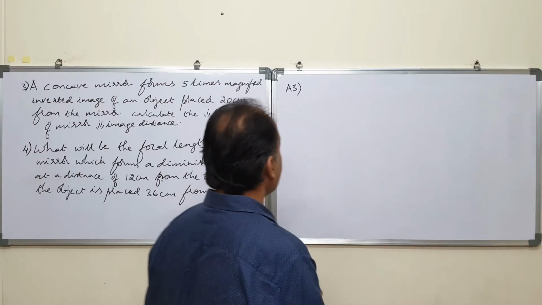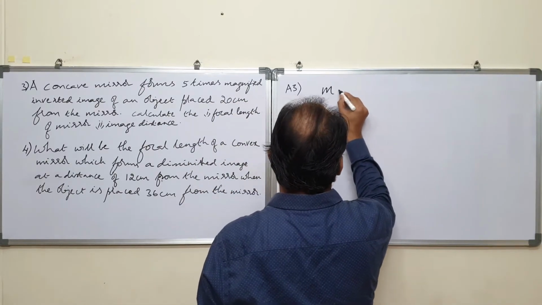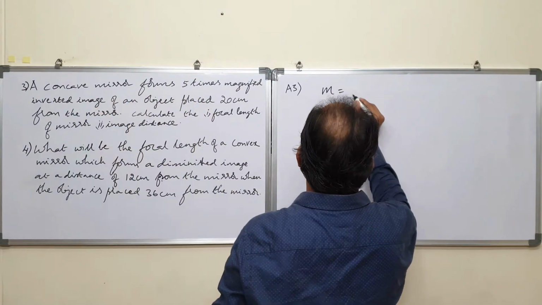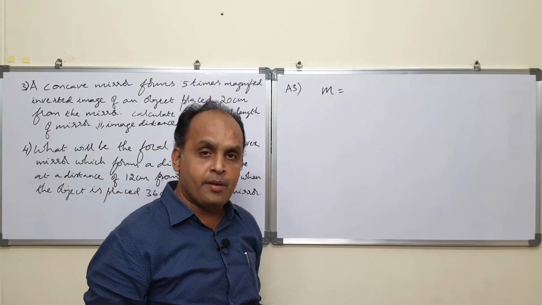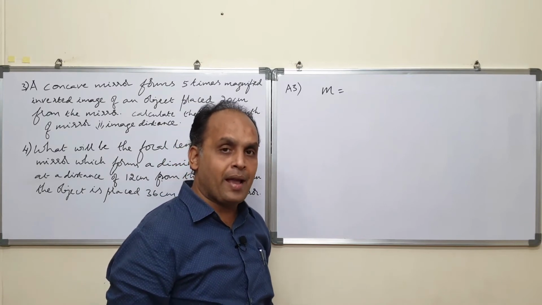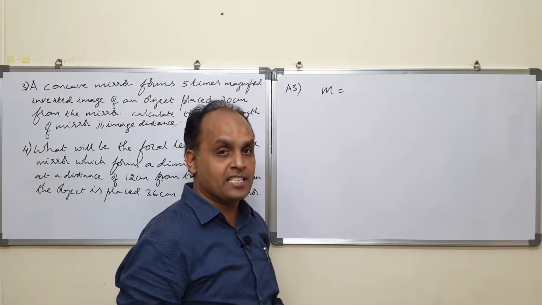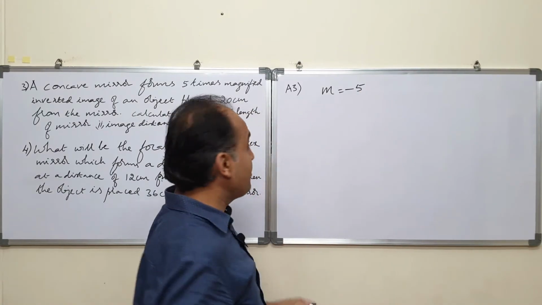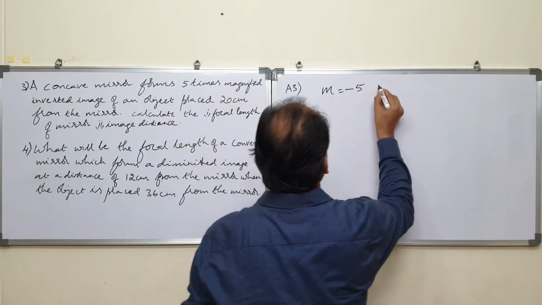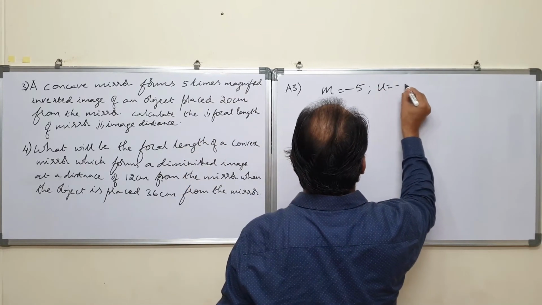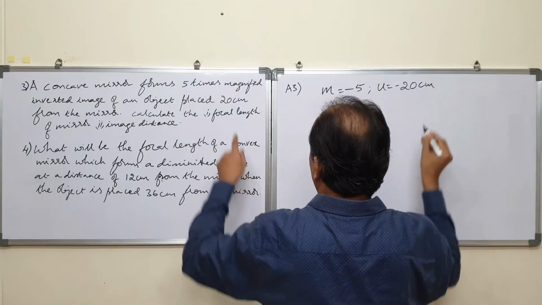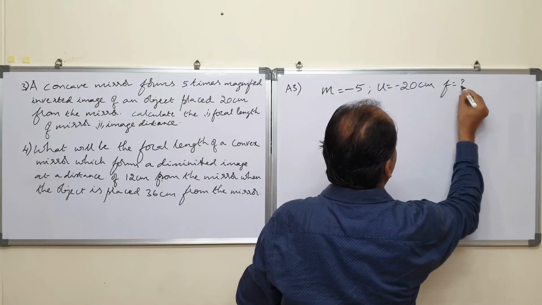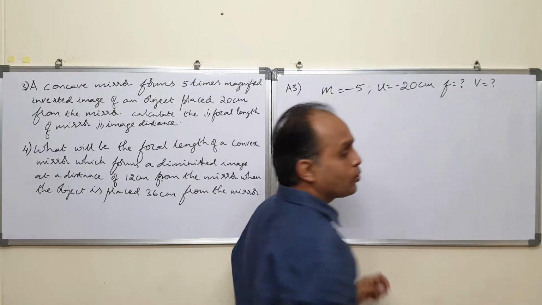Now here in this question we are given the magnification, which is 5 times inverted. For an inverted image we always take the magnification negative, which we have already discussed earlier. So this is minus 5, and you are also given the object distance, u is equal to minus 20 centimeters. You are asked to calculate the focal length and the image distance, both of them.